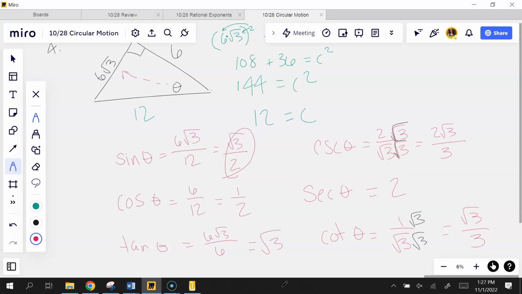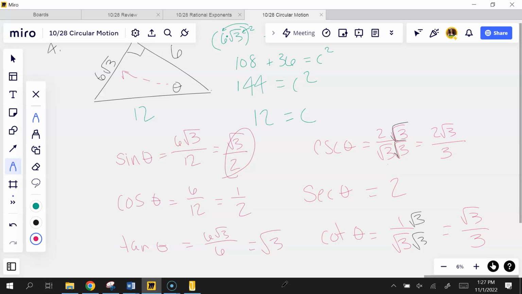What do you mean memorize them? It's only those 3. Everything else comes off of those 3. So just remember SOHCAHTOA. SOHCAHTOA. SOHCAHTOA.